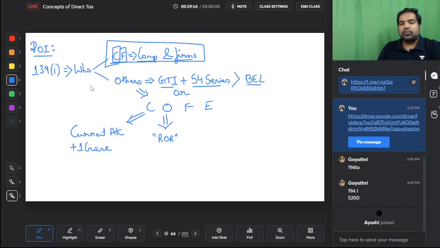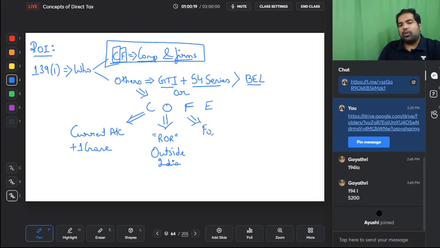This one is only for ROR, residents and ordinary residents. If you have any asset outside India, O is outside India, guys. If you have any asset like any house, any gold, any partnership firm interest, any interest in an entity is also property outside India, then you need to compulsorily file your return. Even if your income in India is 1 rupee or 0 or nil, nothing, doesn't matter. We want to know who you are.